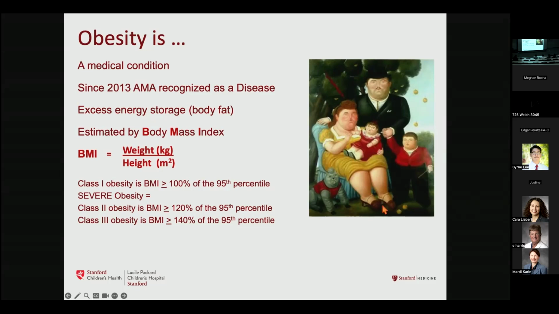Severe obesity in children is defined by the 95th percentile, so it's greater than 120% of the 95th percentile, or greater than 140% of the 95th percentile, and those correspond about to a BMI of 35 and 40 in the adult population.